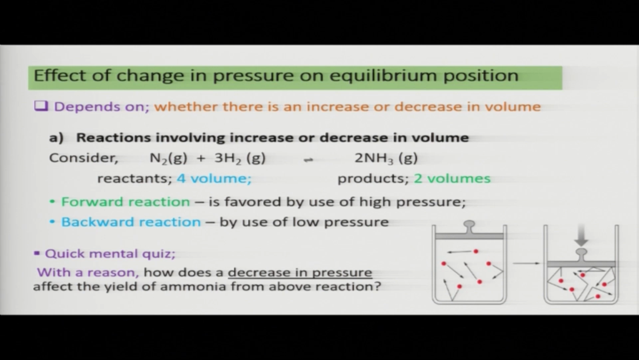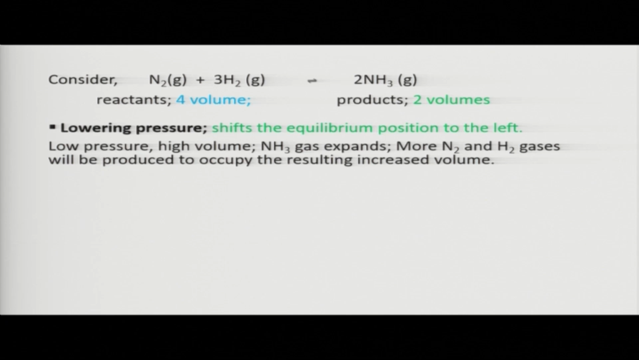My quick mental question. So with the reason, how does a decrease in pressure affect the yield of ammonia from the above reaction? I had asked you that. I hope you have the answer. I'm giving you a few seconds to think through. If you look at that, you will notice that a decrease in pressure will favor backward reaction. But let's quickly go through this. So when you lower pressure, you shift the equilibrium to the left, because this is where we expect expansion of ammonia or the decomposition of ammonia, forming back nitrogen and hydrogen.